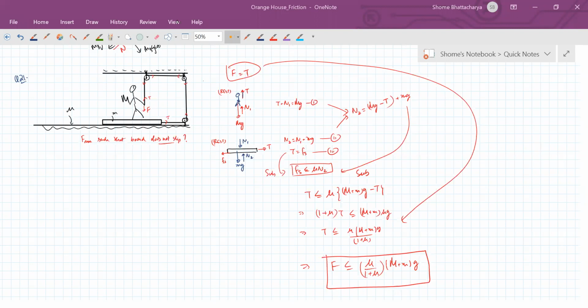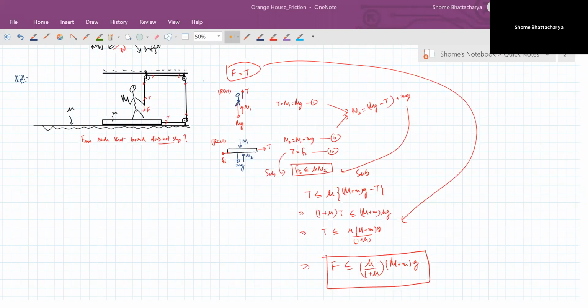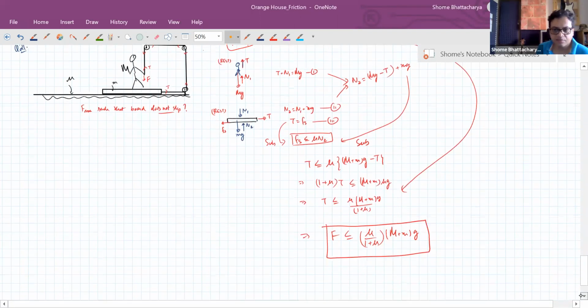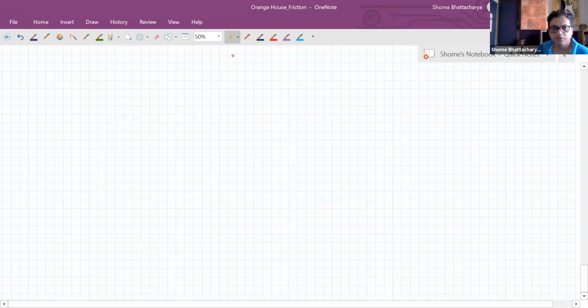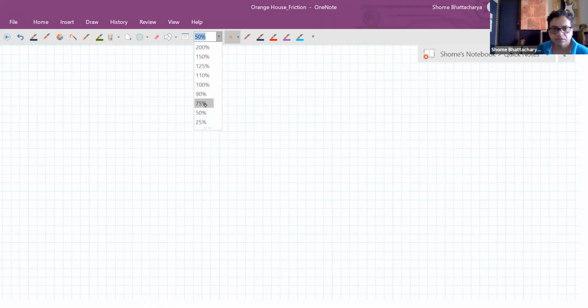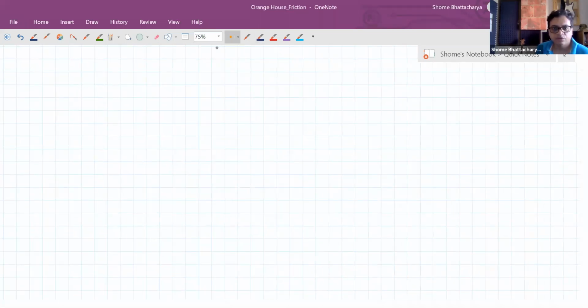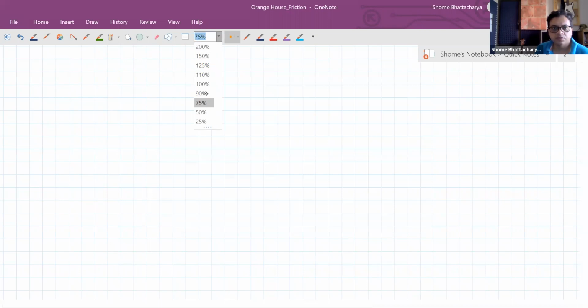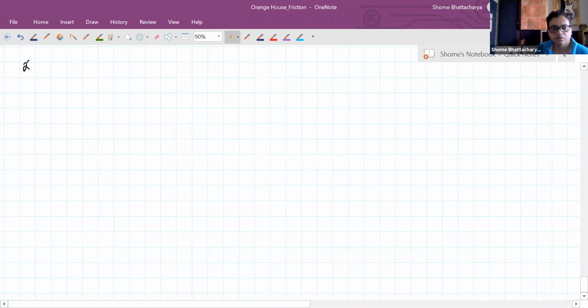Okay, so people, let's come to question 23 next. Hope this one is clear. So 23 is a slightly trickier version of the two block problem we had done earlier because it has a third block, but the method of solving it is more or less the same as we had done for the two block problem. So let's look at it in detail.